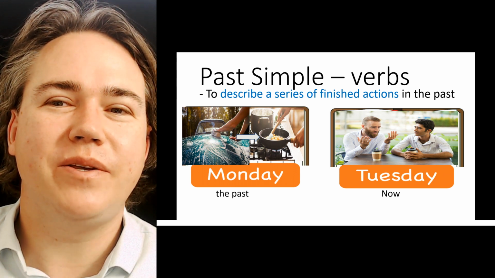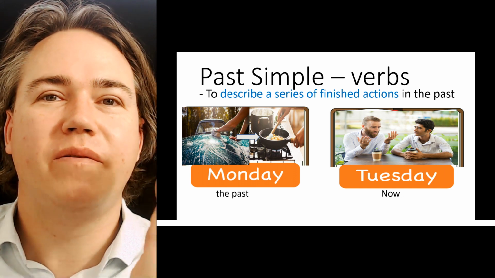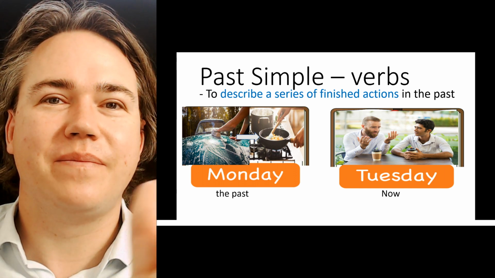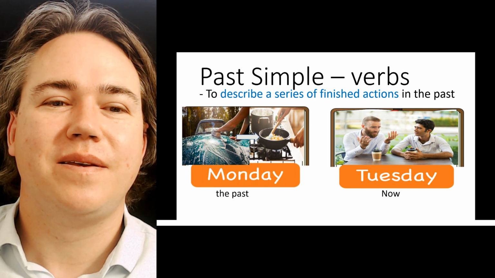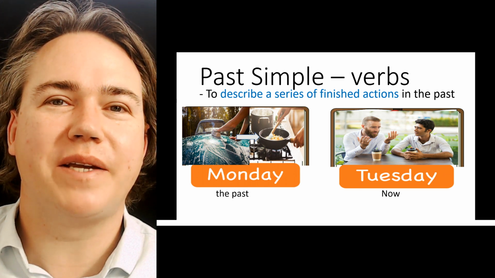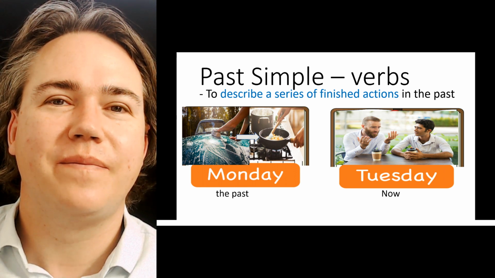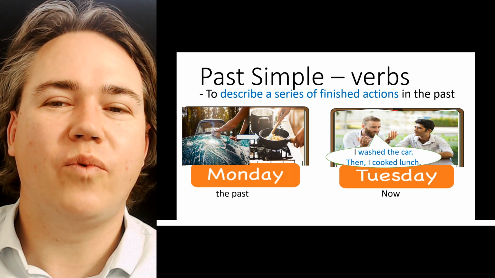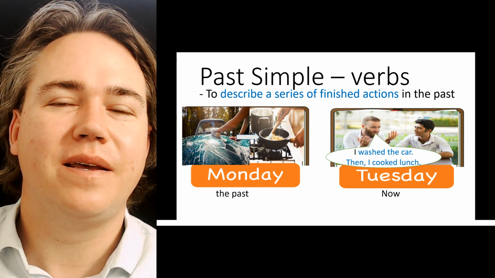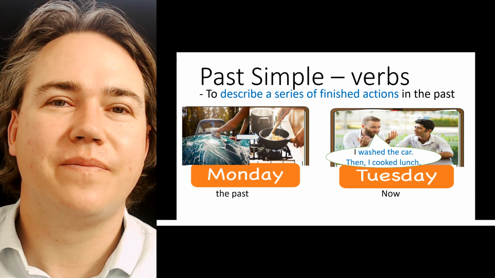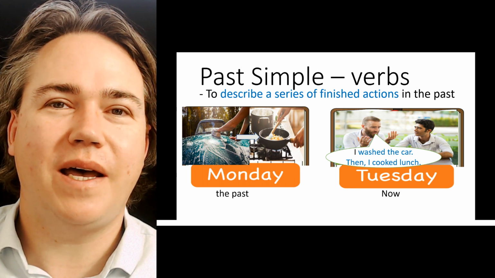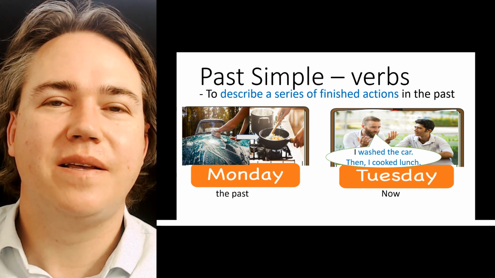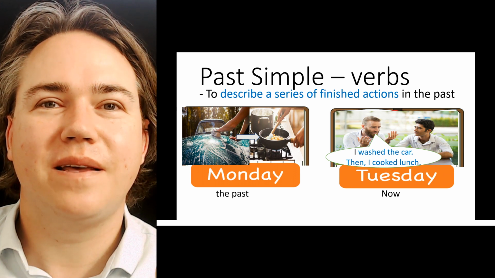And we can also use it to describe a series of finished events in the past going forward in time. So in this case, you look at this. On Monday, there are two different actions. The first one, and then the second one. So he says, I washed the car, then I cooked lunch. So I washed the car, that action finished. Then I cooked lunch, and that action finished.